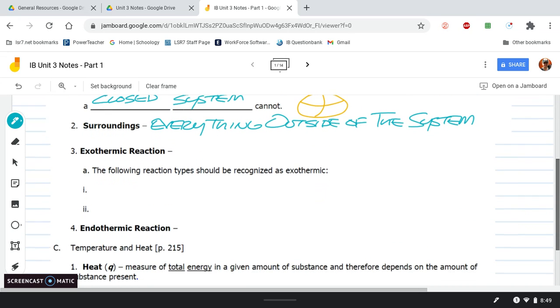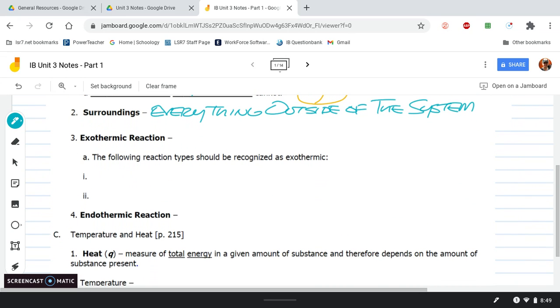So we've got two types of reactions, exothermic and endothermic. We spend a lot of time with these terms, and we do really need to know them, even though they are not difficult. An exothermic system means that heat is going to be flowing out. Heat flows out of the system.